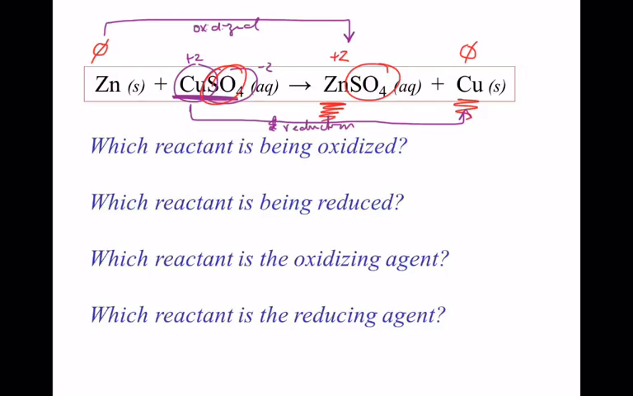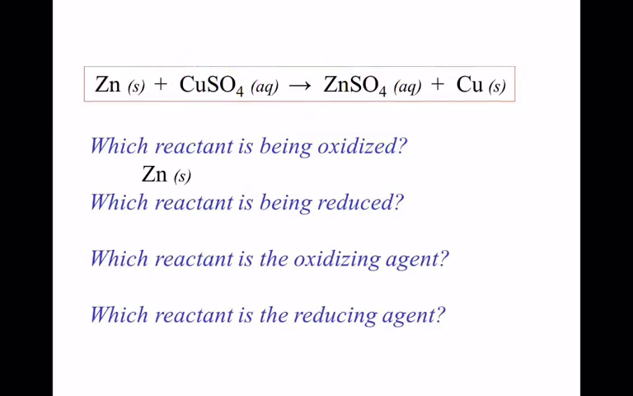So when it says not atom, but which reactant? Which reactant is being oxidized? Zinc solid. I'm liking it. Zinc solid. You got it. And then which reactant is being reduced? Copper 2 sulfate. Yep, copper 2 sulfate. CuSO4 aq. I think you'd be good writing CuSO4 aq.